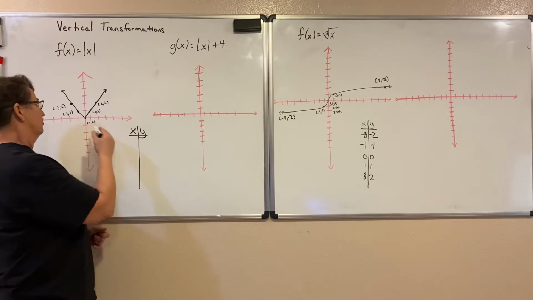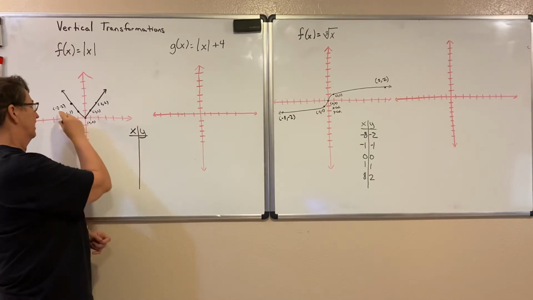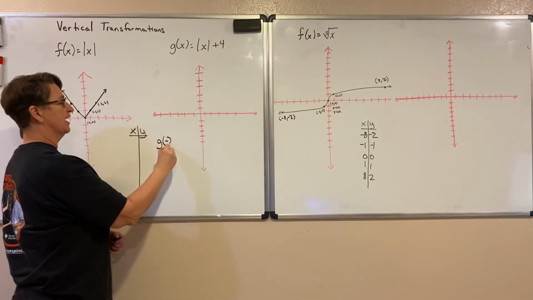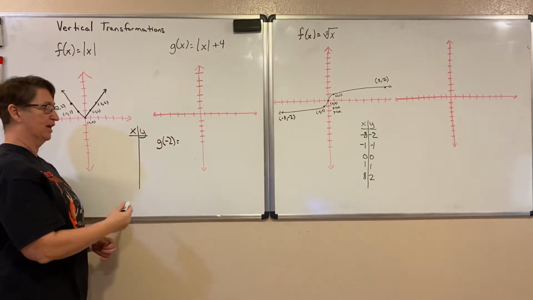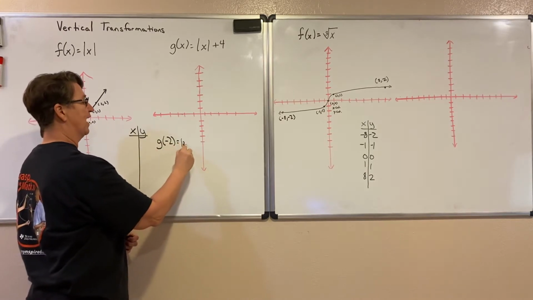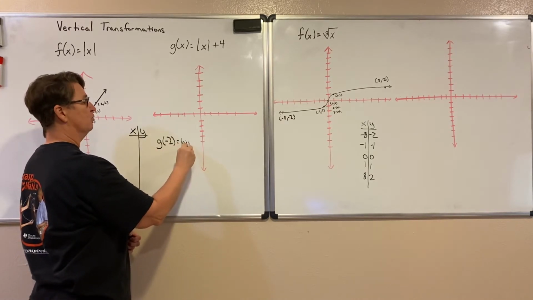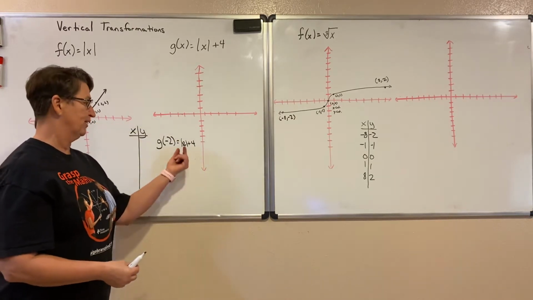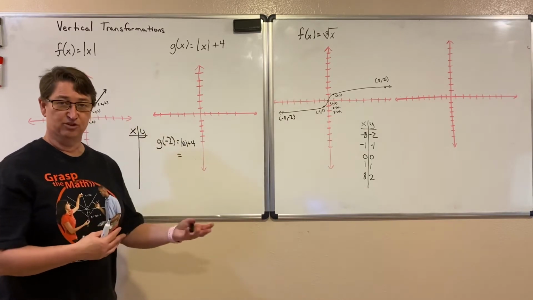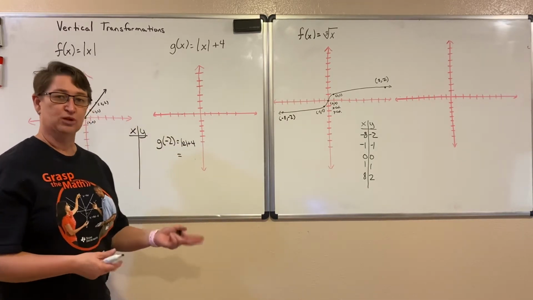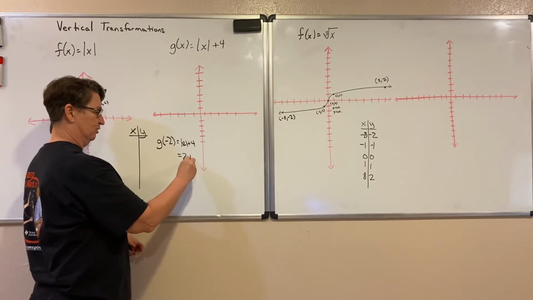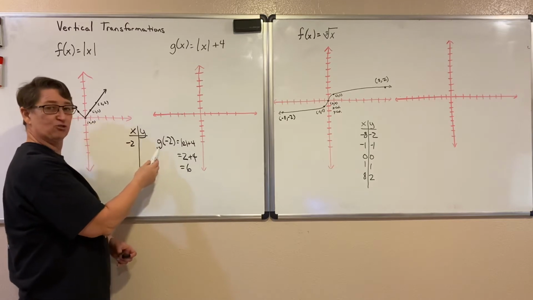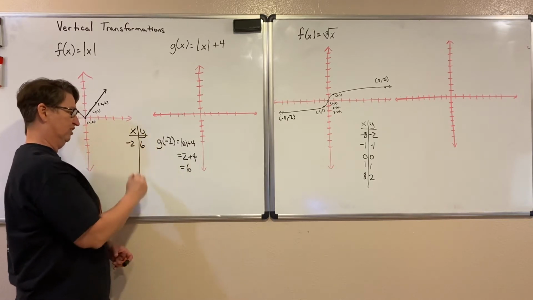I'm going to start with those same 5 x values that we did last time, where I substitute in -2 for x. When I do that, the absolute value of -2 plus 4: well, the absolute value of -2 is 2, because remember the absolute value is just the distance from 0, and -2 is 2 units from 0. So that's 2 plus 4, which equals 6. That tells me there's going to be a point on this function at (-2, 6).